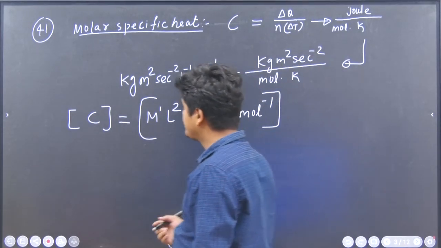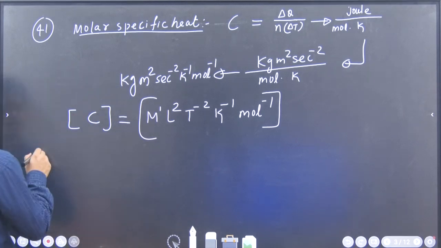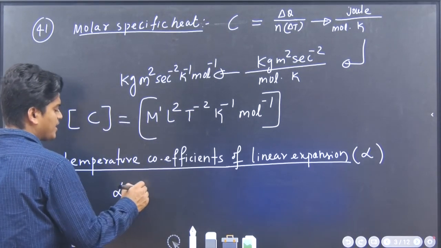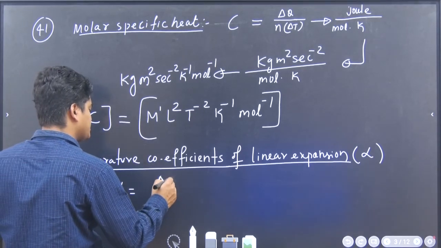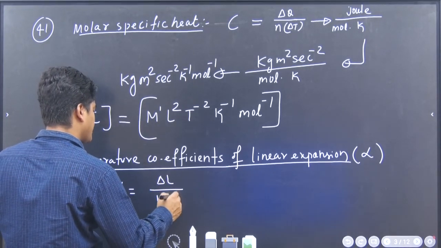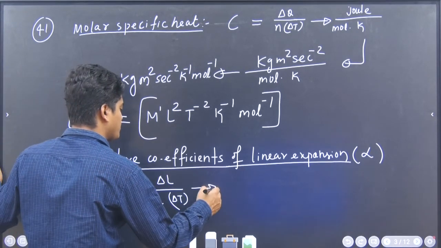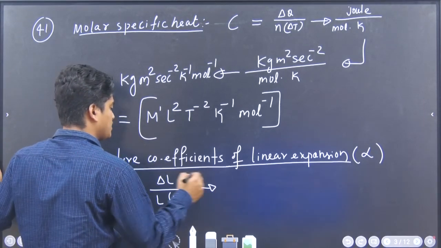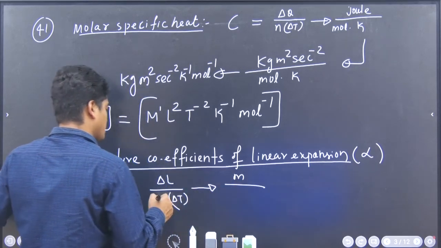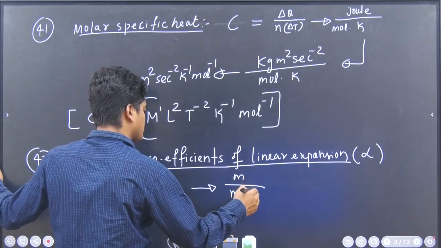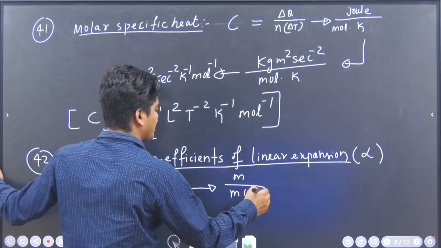Now let me go for the next quantity, 42. What is this alpha? This alpha is nothing but the change in length by original length into change in temperature. If I want to write the SI unit, length unit is meter, change in length also has unit meter, so meter will get cancelled. Here you will have only Kelvin.